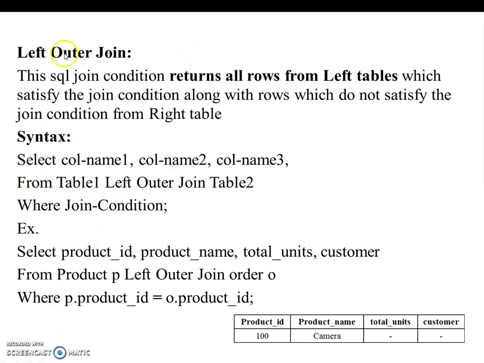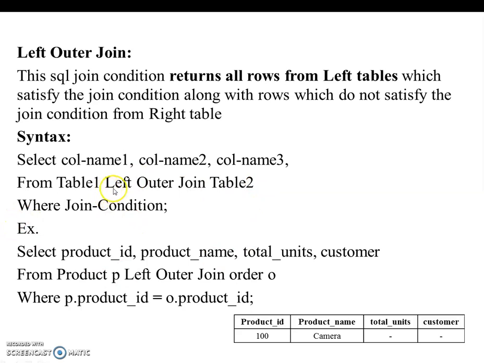This is a kind of outer join which returns all the rows from the left table which satisfy the join condition. That means if the condition is satisfied, if it matches, then the matching rows from the left table will get displayed, and the ones which do not match or which have no available value will be displayed as null. And the syntax is select column name 1, 2 and 3, then from table 1 left outer join table 2 where join condition.